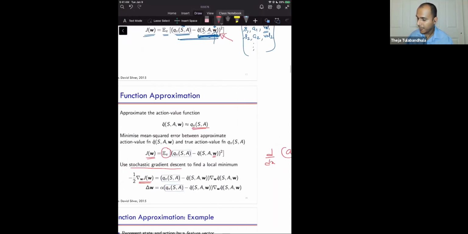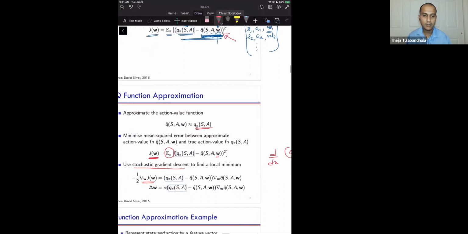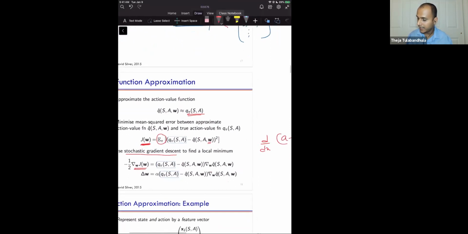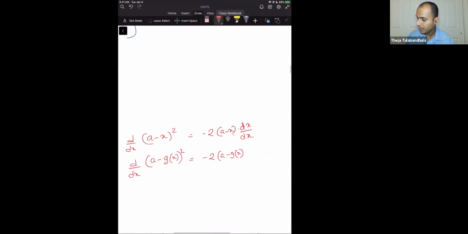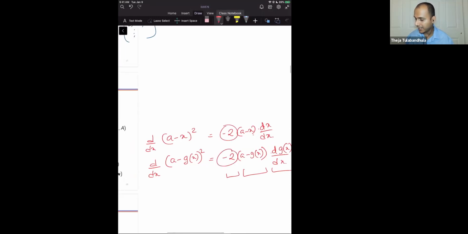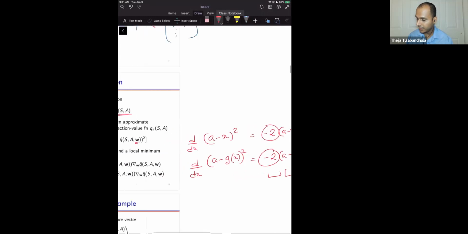But if you go back here, if I take the derivative of J of W with respect to W, what do I get? The difference is that it's now equivalent to asking what is the derivative of some constant minus some function of x, the whole square. That would be equal to minus 2 times a minus g of x, times the derivative of g. And you can drop this minus 2 in the sense that you can bring it to the left-hand side. So that's what we've done here.